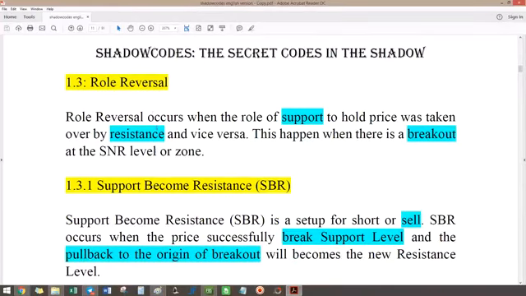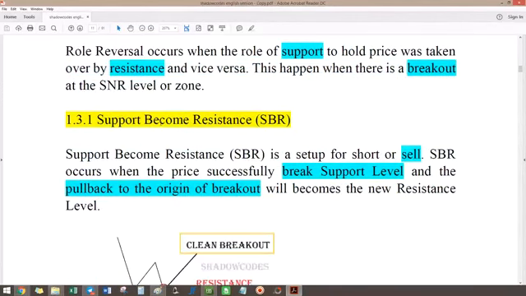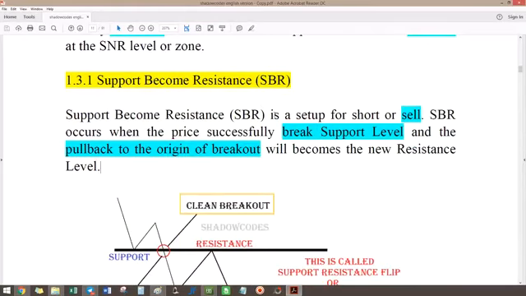For role reversal, it occurs when the role of support to hold price is taken over by resistance and vice versa. This happens when there is a breakout. Okay, the keyword is breakout. So support become resistance, or SBR, is a setup for short or sell.